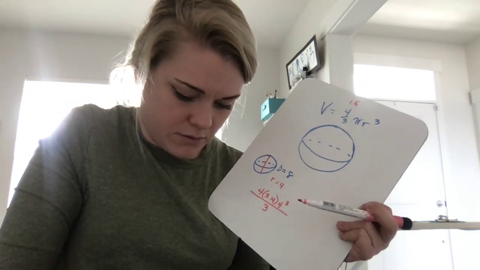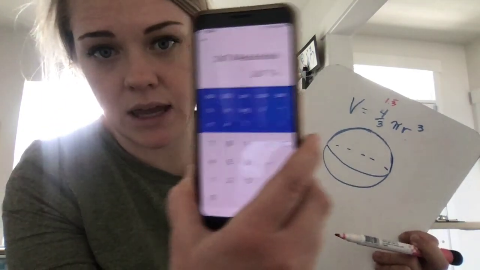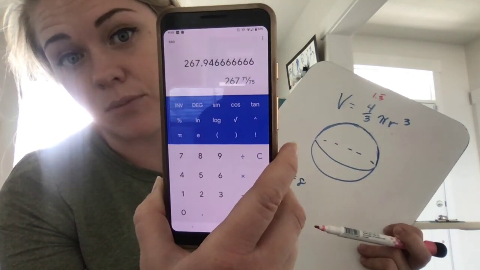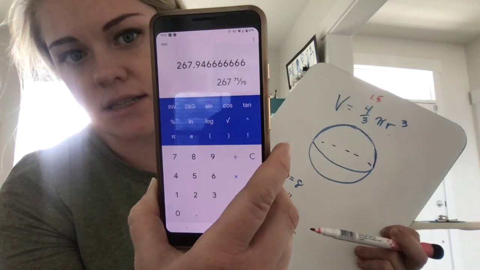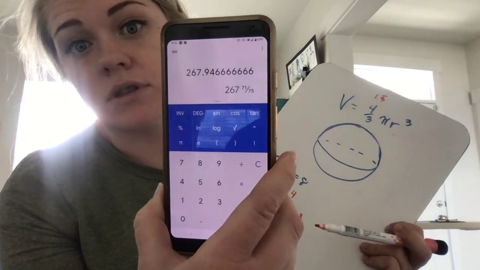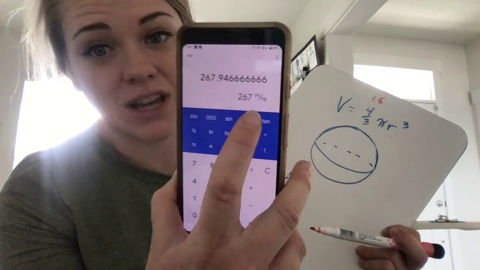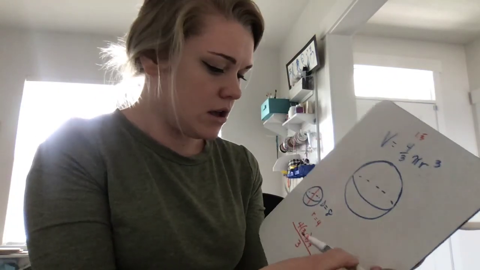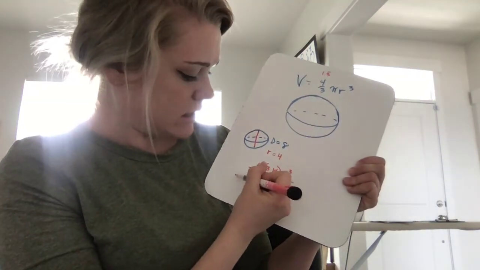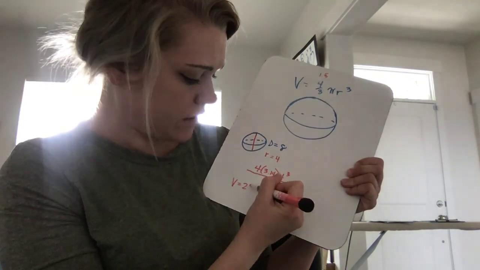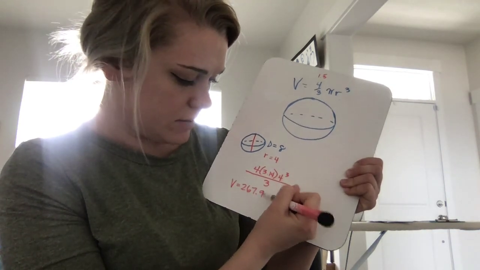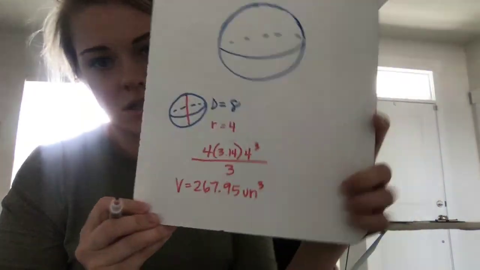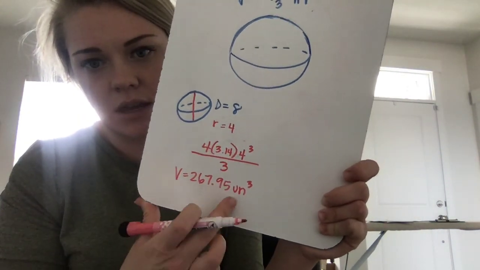So now I'm going to divide that by 3. So divide by 3. And this is my answer. 267.95, because the 94666666666666 rounds the 4 to a 5. If you want to give me the fraction answer, you can, or if you just want to round to the nearest hundredth, you can do that too. That's what I'm going to be doing. So my answer for this is volume equals 267.95 units cubed. Because I didn't say it was inches or feet or anything. So if I don't say anything, it's units.